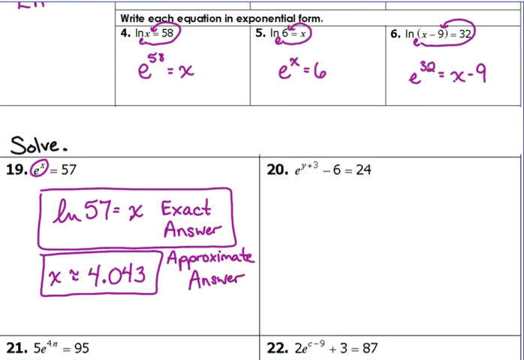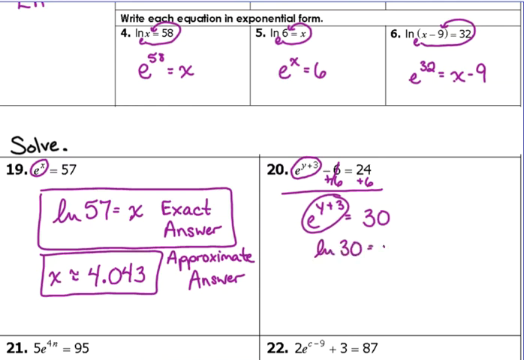Okay, in number 20, our exponential is not by itself, so we need to start by getting it by itself by adding 6 to both sides. So we have e to the y plus 3 is equal to 30. Then our exponential is by itself, so we write it in log form. Natural log of 30 is equal to y plus 3. Our variable is not isolated, so we need to subtract that 3.